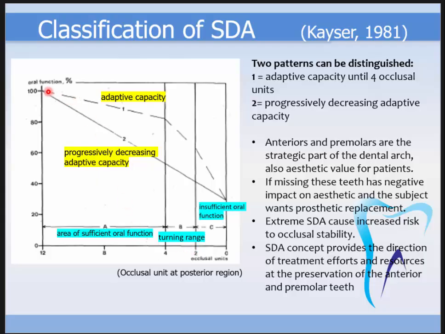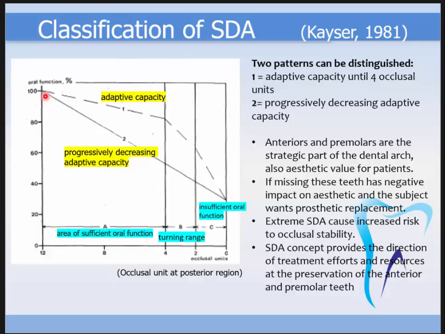In his research, he found that in type 1, this group of people have adaptive capacity. When you are fully dentate, your occlusal function is 100%, and as you lose the teeth, you reduce the oral function. Then you have the adaptive capacity until you reach the last 4 occlusal units. The occlusal function drops drastically.